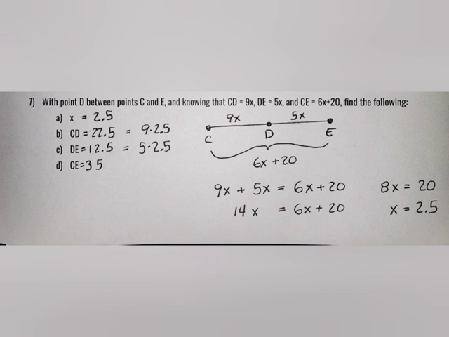So we have the answer to 7a. CD is 9 times 2.5, which is 22.5. DE is 5 times 2.5, which is 12.5. And CE we find out by taking 22.5 and adding 12.5 to it to get 35.